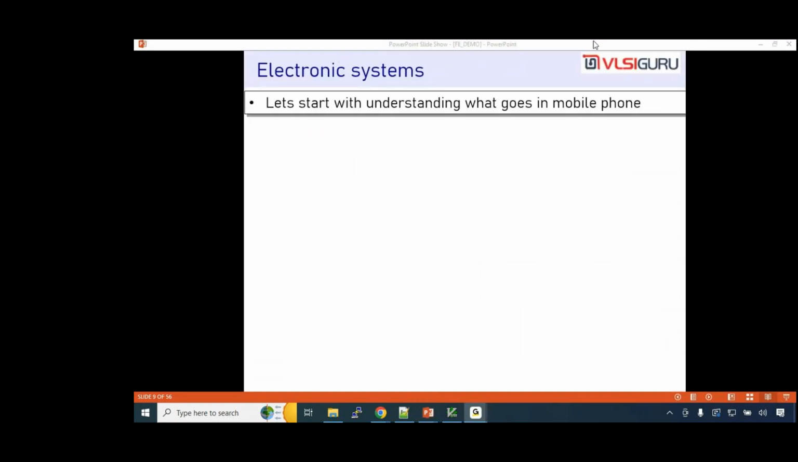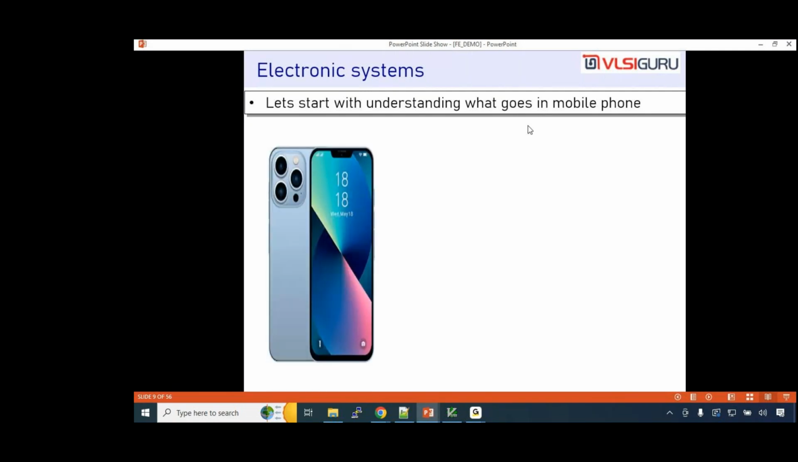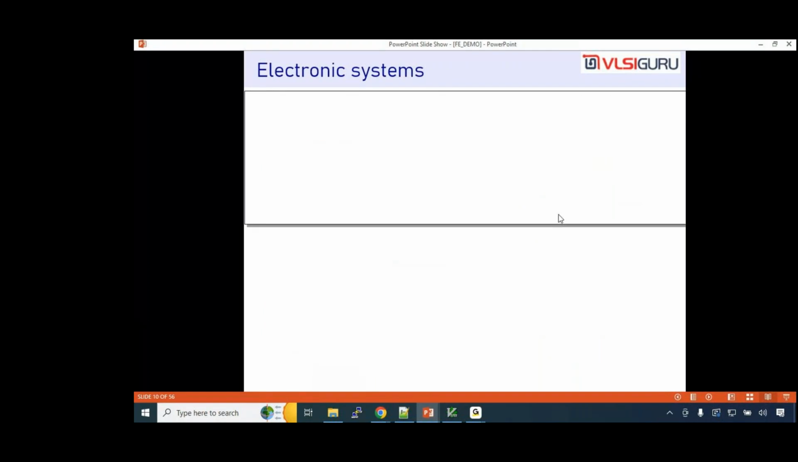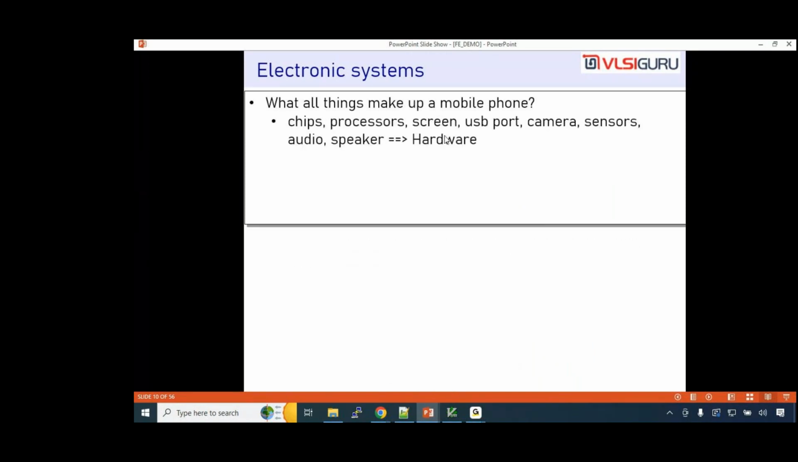To understand an electronic system, let's start with understanding what goes into a mobile phone. This is what you visualize a mobile phone to be. If you open the mobile phone, what do you see? Some chips, a USB port, various components put onto a board, which we call either a PCB board or motherboard. Finally, that is what makes an electronic system. If you ask what makes up the mobile phone, the first thing you think of is the hardware, right?